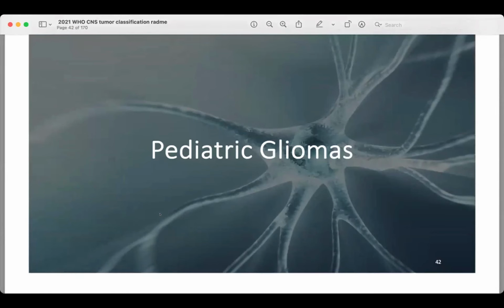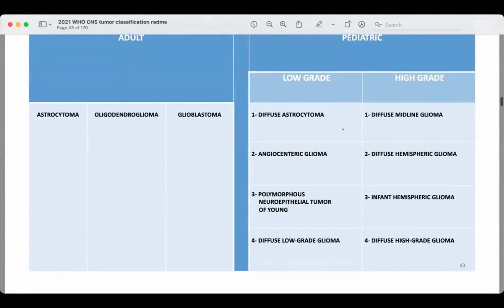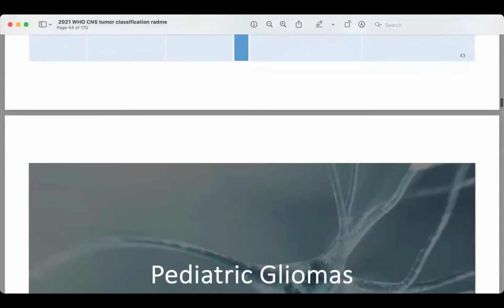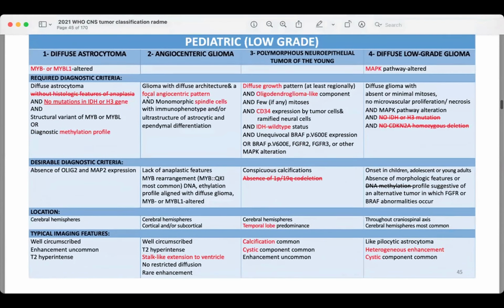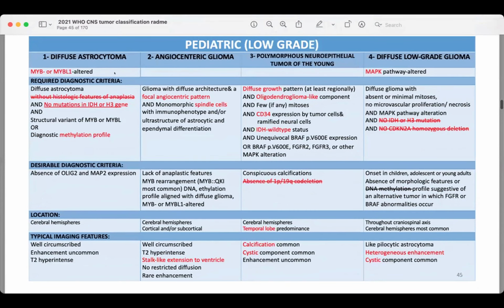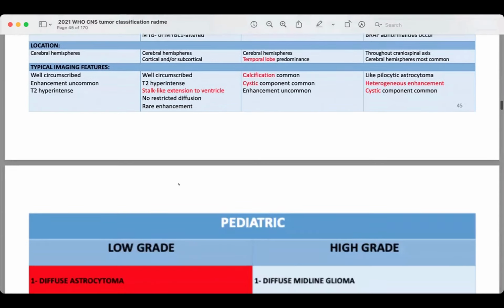Now we finished the adult types. We will have a brief talk about the pediatric gliomas. If you remember this classification, we have low-grade pediatric and high-grade pediatric gliomas. And this is a brief table for capturing the most important things. And you can see also there are other types of mutations according to the subtype of the tumors.